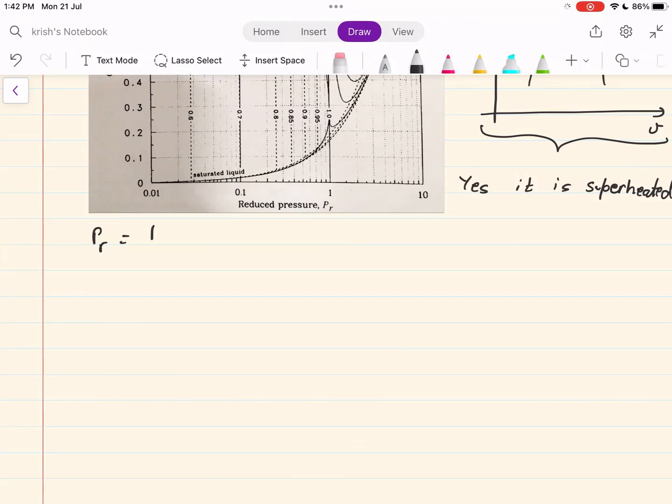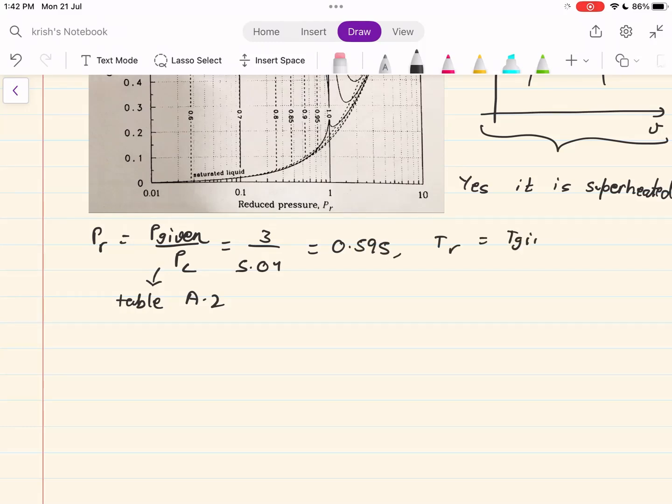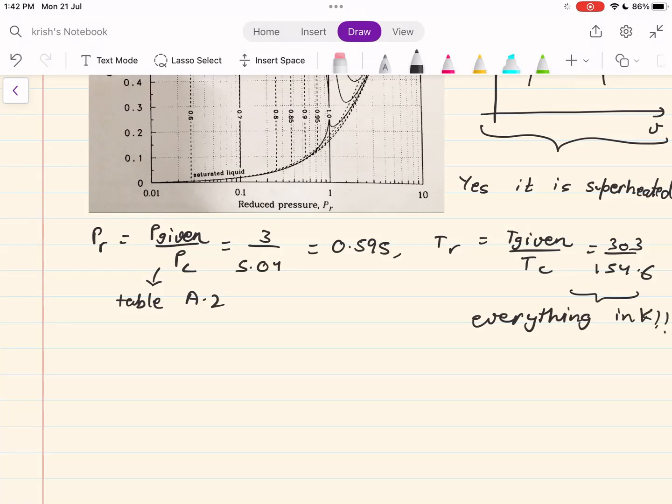PR equals P given by PC. I'm writing this again and again so that it gets in your head. You will get this from table A.2, I think, equals 0.595, and TR equals T given by TC equals 303 by 154.6. Again, everything in Kelvin. I have converted the given temperature into Kelvin. So TR will come out to be 1.959.